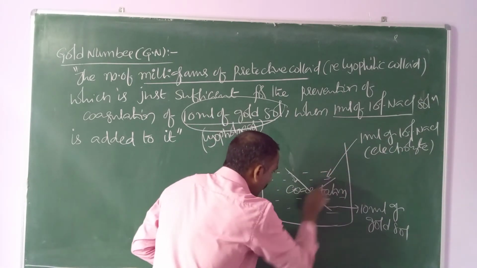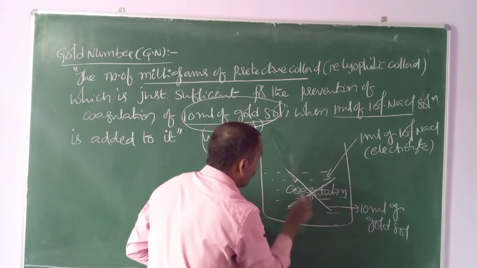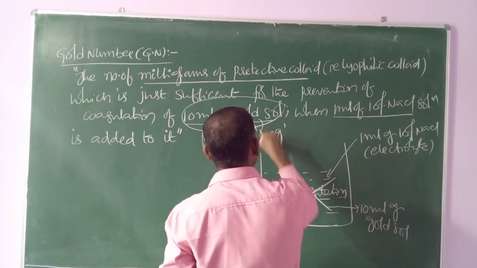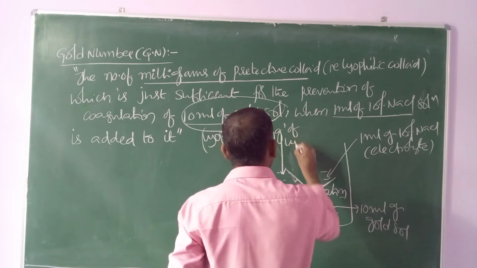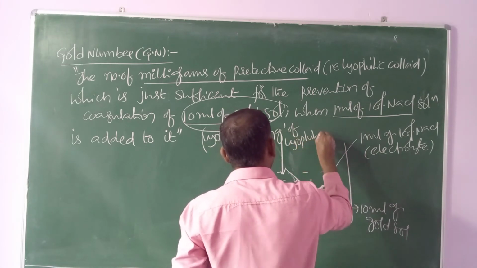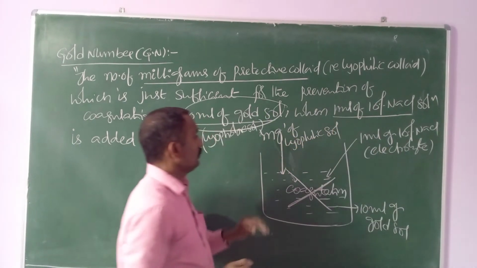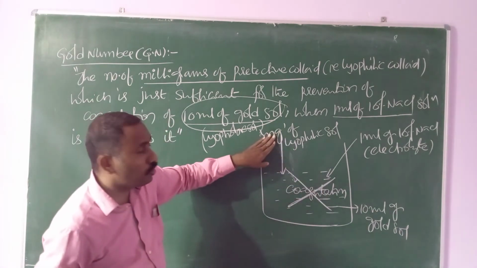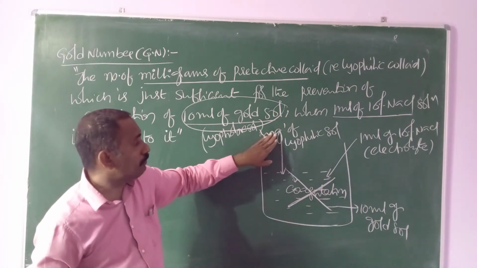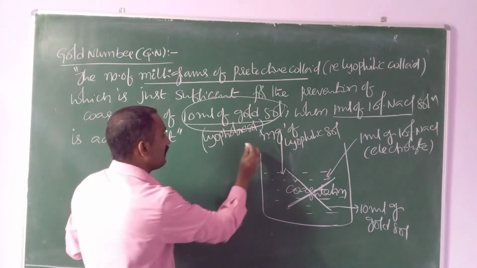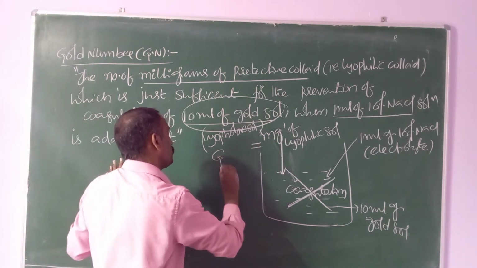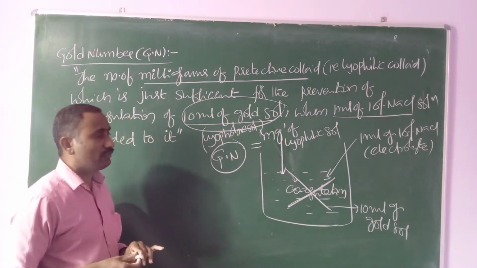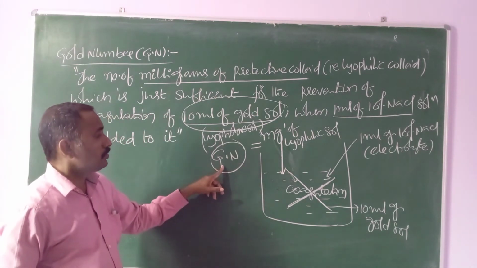In order to prevent the coagulation of this 10 ml of gold sol, how many milligrams of lyophilic sol should we add? That number of milligrams added is nothing but the gold number. That number of milligrams of lyophilic sol added is known as gold number.